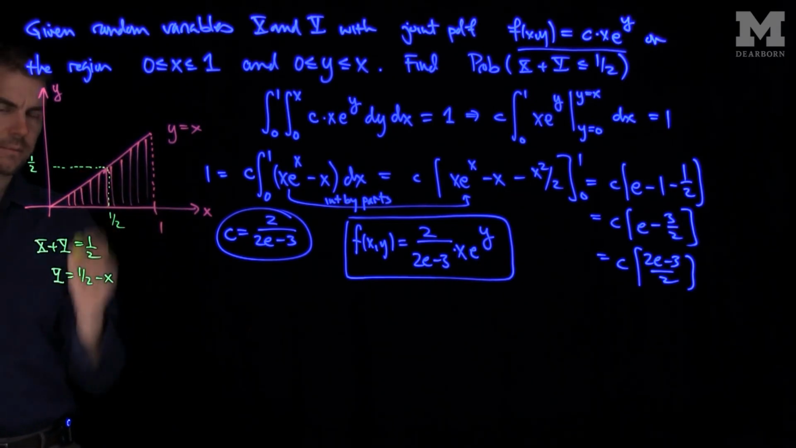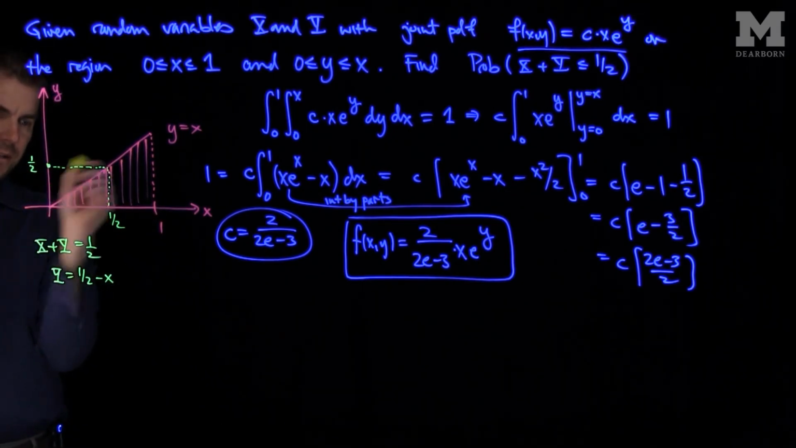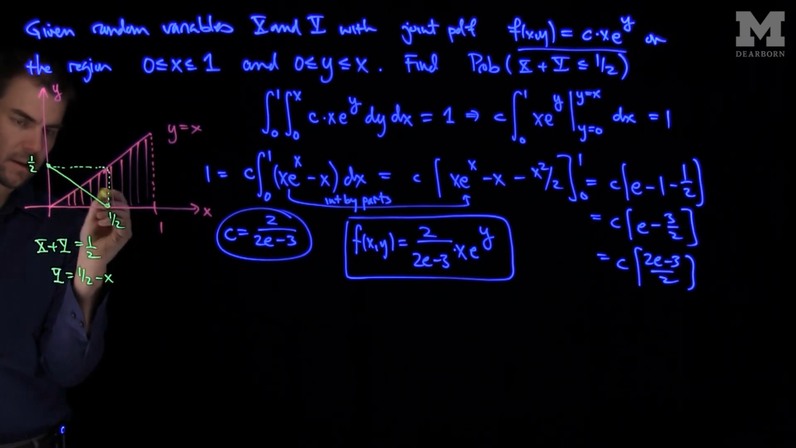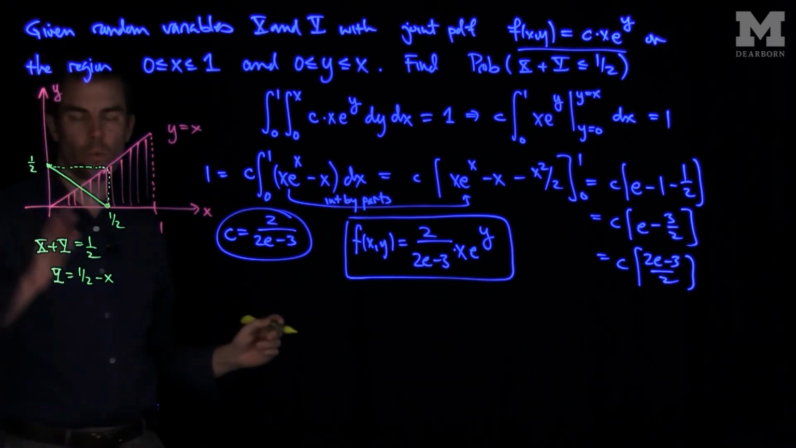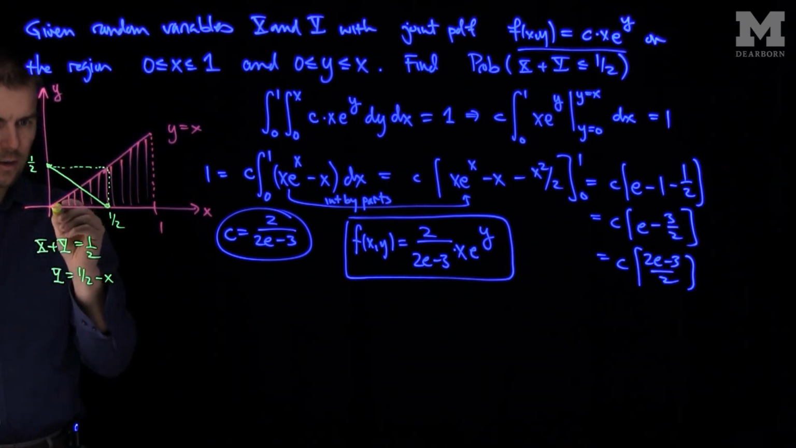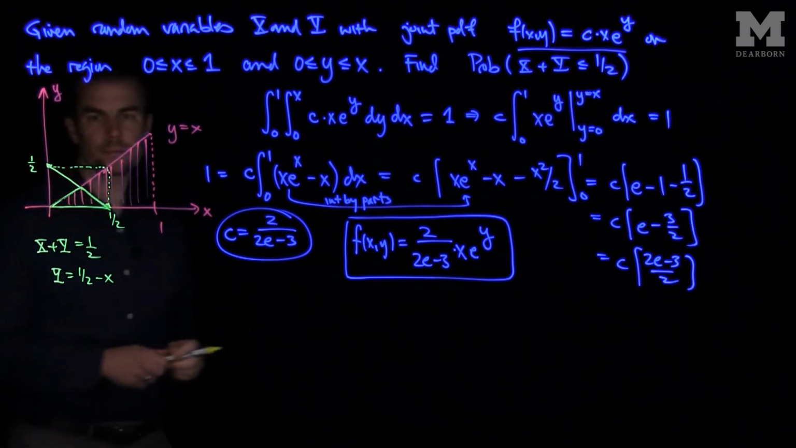That's 1/2 over there. And so the line y equals 1/2 minus x looks exactly like this. It's just a straight line down from here to here. And so now I want the probability that y is less than or equal to this. So we're in this little small triangle right over here. So this is my region of integration. That's our region of integration right there.